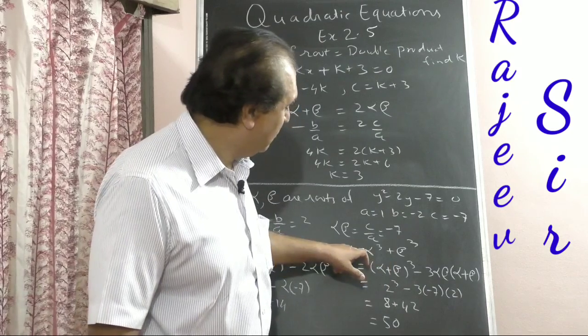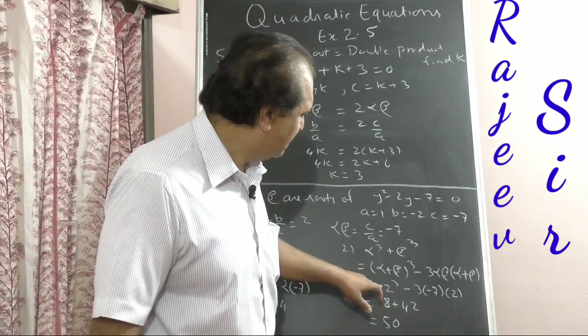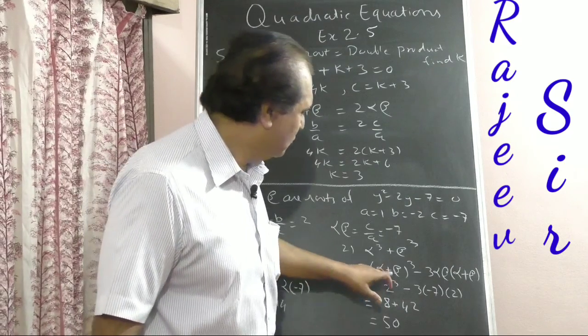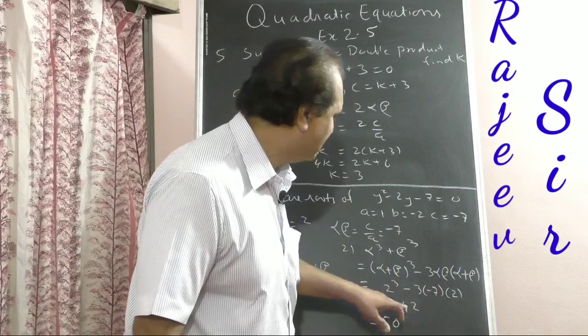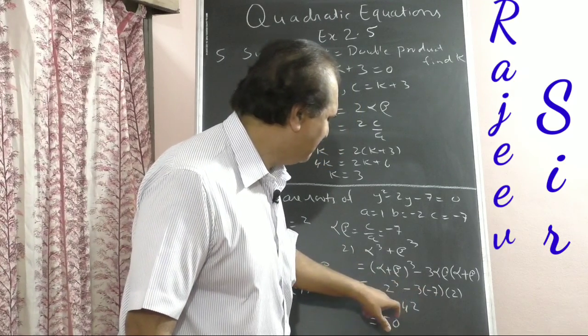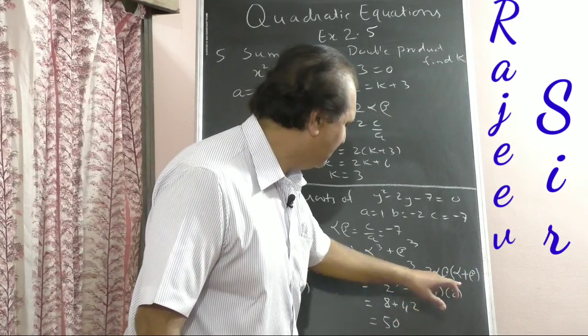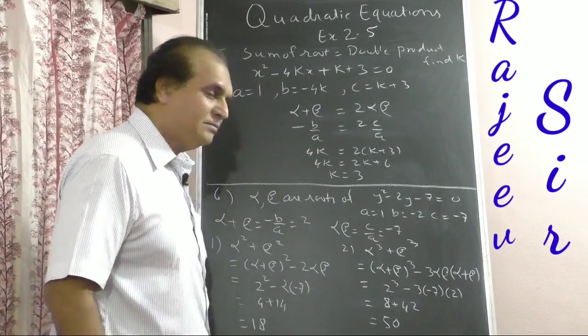Putting values. So you want just alpha cube plus beta cube value. (Alpha plus beta) cube, alpha plus beta is 2. 2 cube minus 3 into alpha beta is minus 7, alpha plus beta is 2. 2 cube is 8. 3 minus minus plus, 3 sevens are 21 and 2s are 42. 8 plus 42 is 50 is the answer.